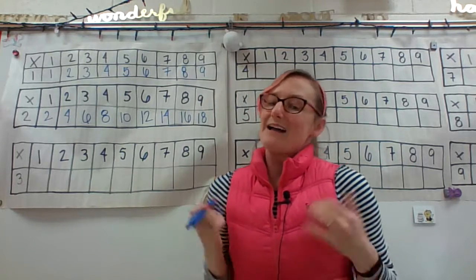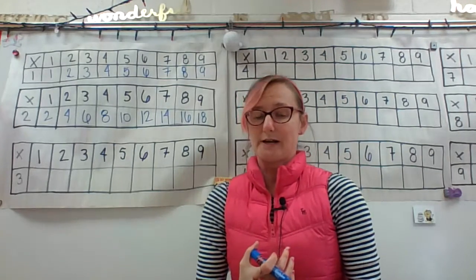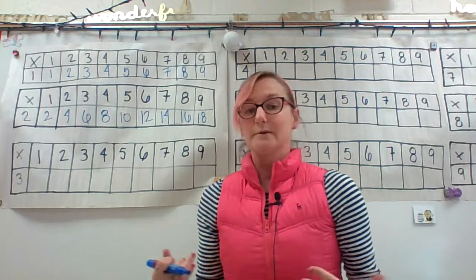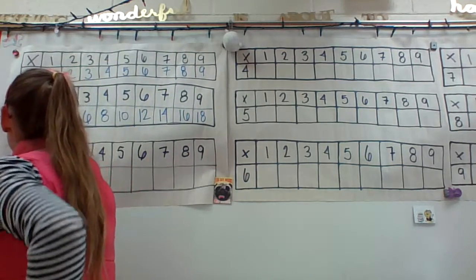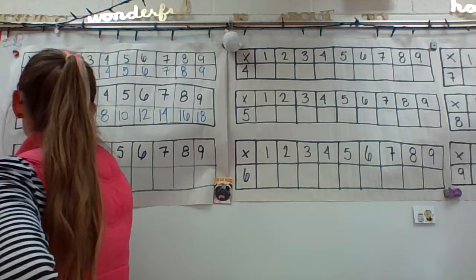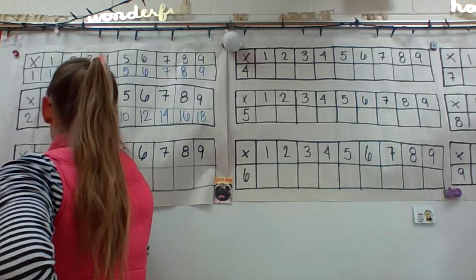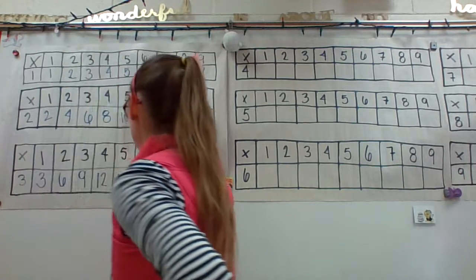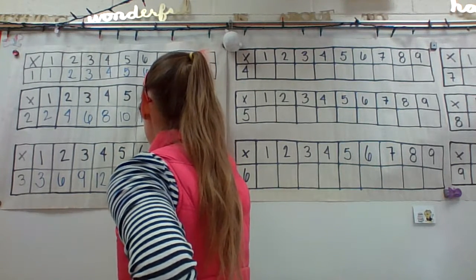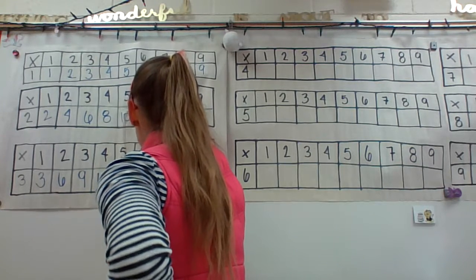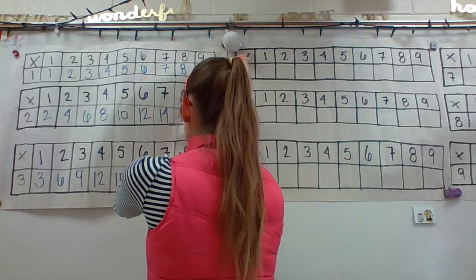Next for my threes, I have a song that I like to sing for my threes, and it goes to the tune of Jingle Bells. So after I get the multiples of 3, or my 3 times multiplication chart written, I'm going to sing that song for you really quickly. We already know that 3 times 1 is 3, 3 times 2 is 6, 3 times 3 is 9, 3 times 4 is 12, 3 times 5 is 15, 3 times 6 is 18, 3 times 7 is 21, 3 times 8 is 24, and 3 times 9 is 27.